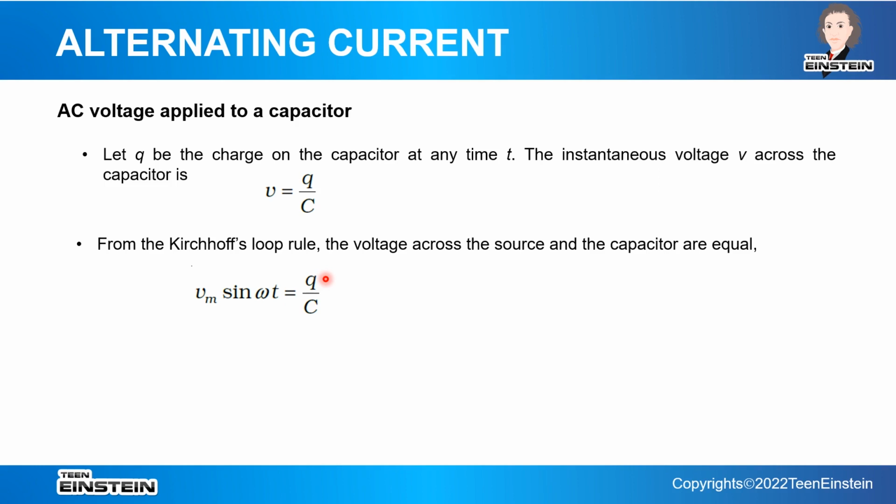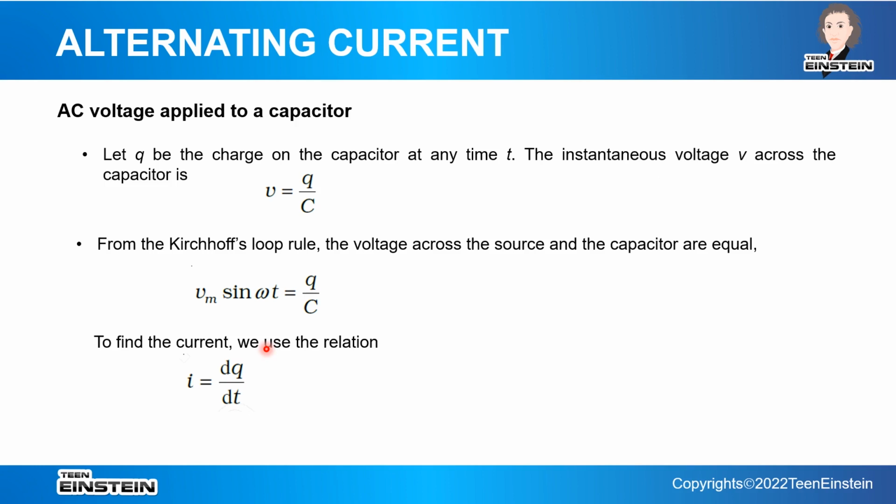Both of these have to be equal because Kirchhoff's loop law says that in a closed loop, the sum of all the voltages has to be zero. So these two elements have to be equal to each other. Otherwise, it will not follow the loop rule. So Vm sin omega t should be equal to Q by C. So we have a relation, Q by C equal to Vm sin omega t.